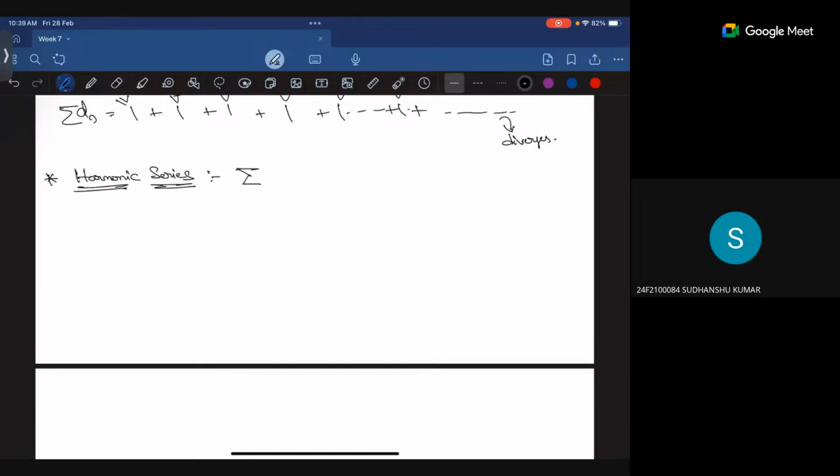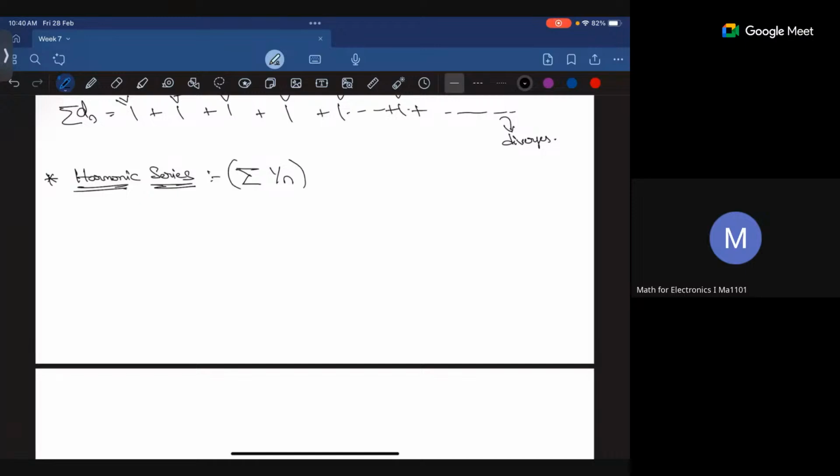Sir, is there only one way to check the series is divergent, like through comparison only? As of now, by comparison, but later we will see the ratio test and root test. Using those tests also, we can conclude whether the series is divergent or convergent. So there are different tests to conclude the divergence of a series.